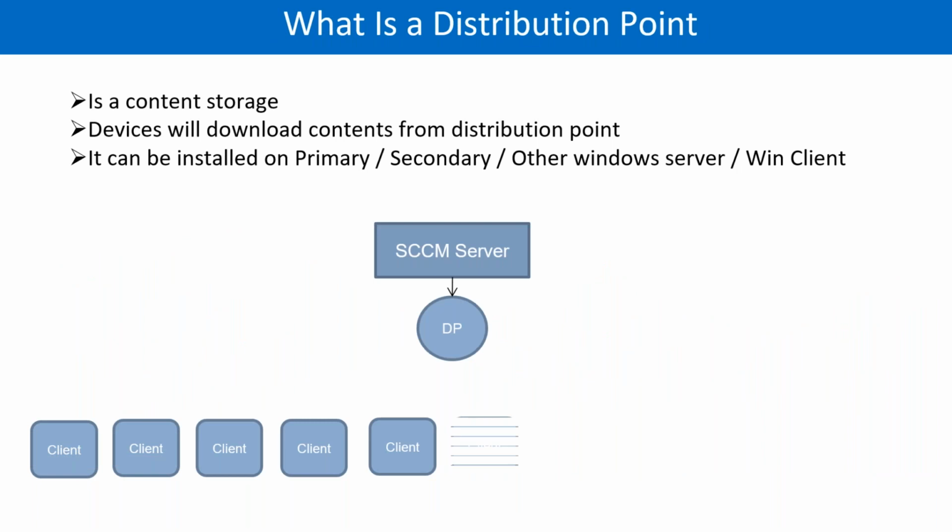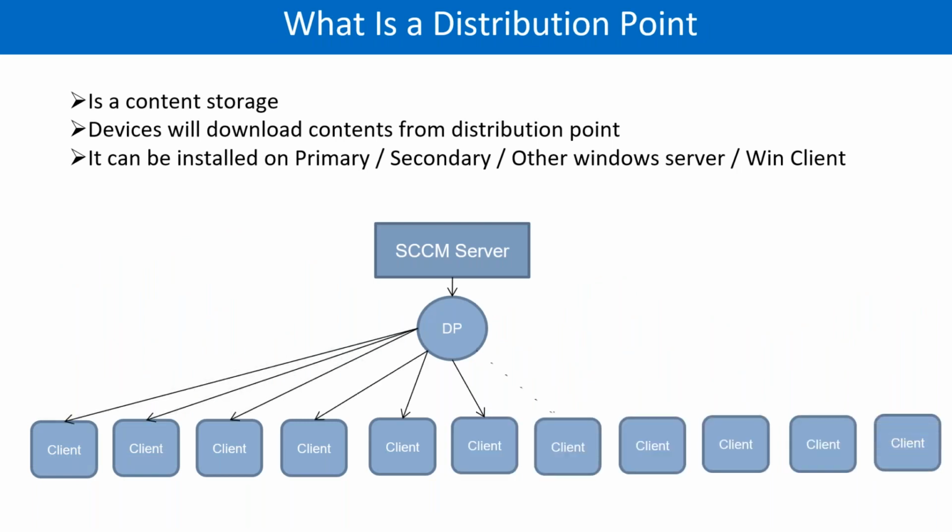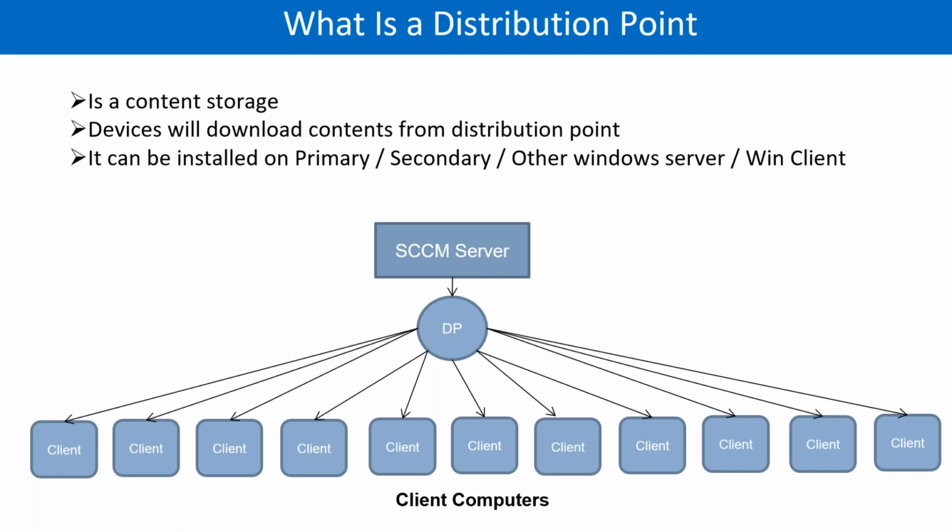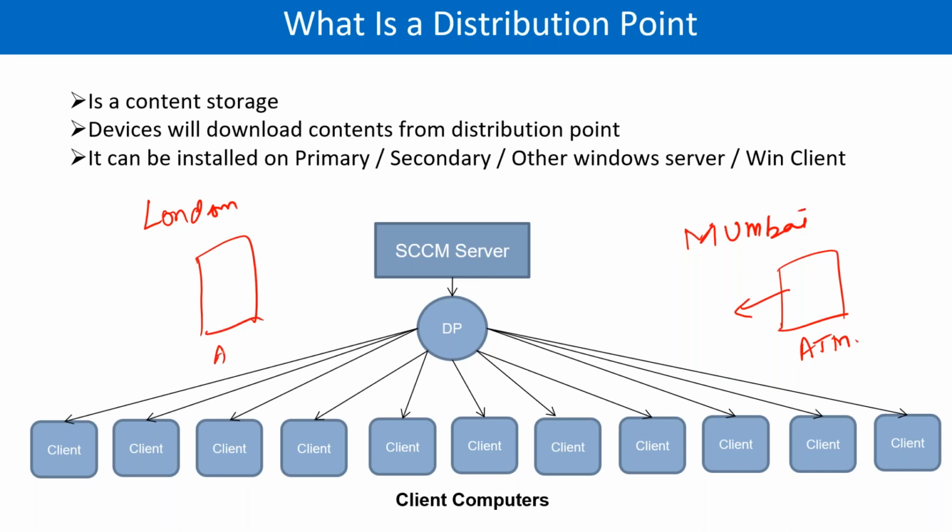Now, distribution point. What do you mean by distribution point? Distribution point works like an ATM, guys. Suppose you are in Mumbai, and you need to withdraw cash. What will you do? You will go to a local ATM, and then you can get cash from here. Understood? Suppose you go to London tomorrow and you need to withdraw cash. Again, you go to a local nearby ATM and you can withdraw cash. Okay, clear?